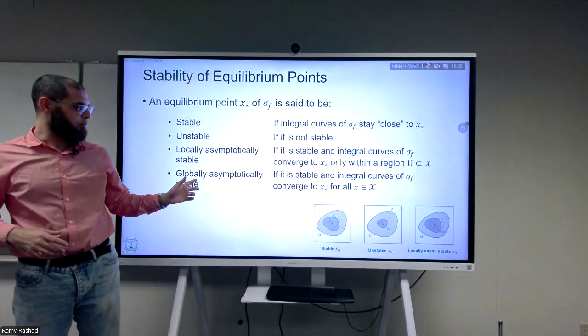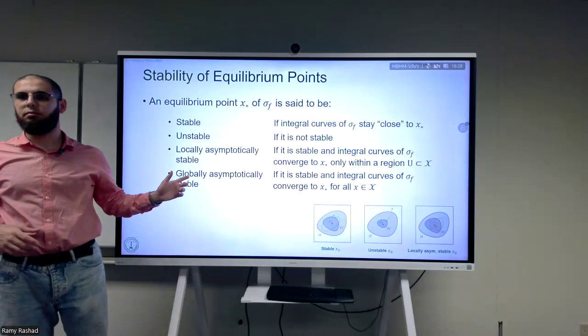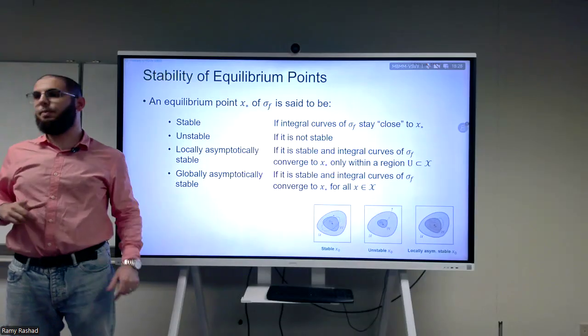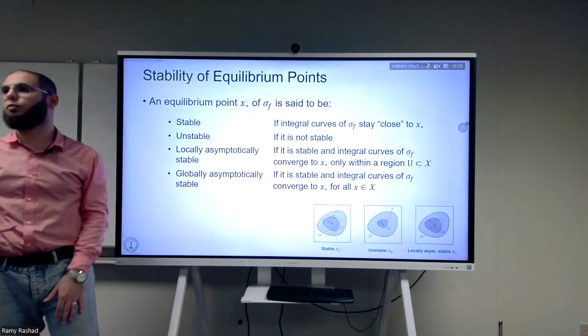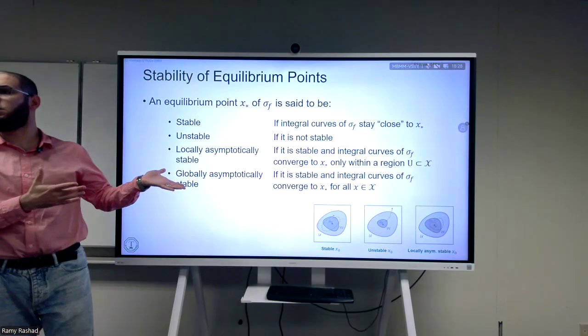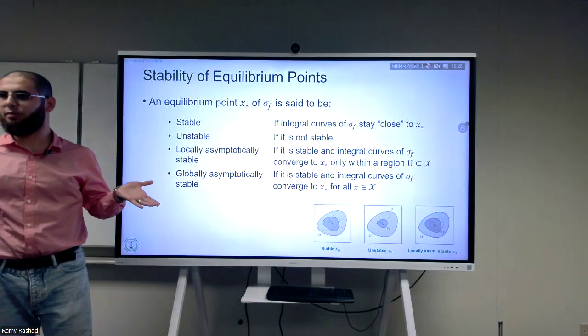What is the difference now between local and global? What do you think? If you start from any point, exactly, you just reach the equilibrium point. This would be globally asymptotically stable. What do you think the best one is? Of course, globally asymptotically stable.